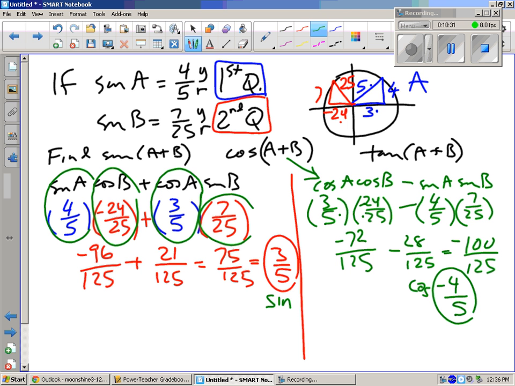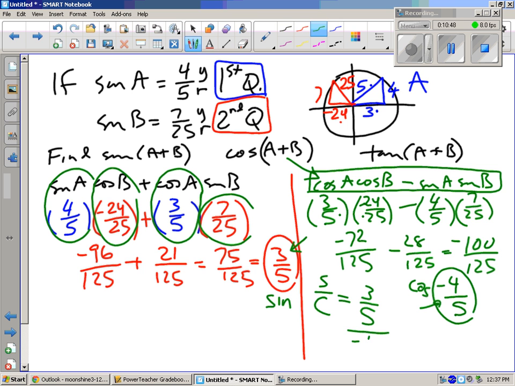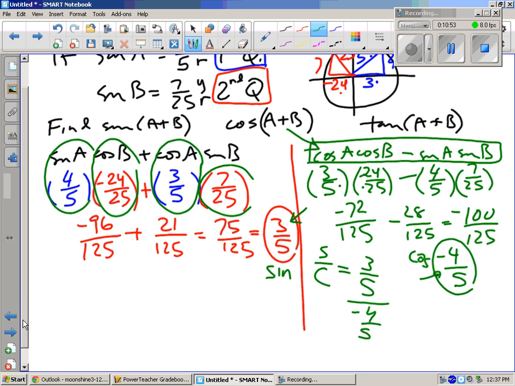Now, because we know those, we can find tangent. We don't need the tangent formula, the big long tangent formula like this is the big long cosine formula. All we have to do is put sine over cosine, and that would be 3/5 from this over this, negative 4/5, and then just reduce, cancel, cancel, and I get negative 3/4. So that is the tangent of all that information.